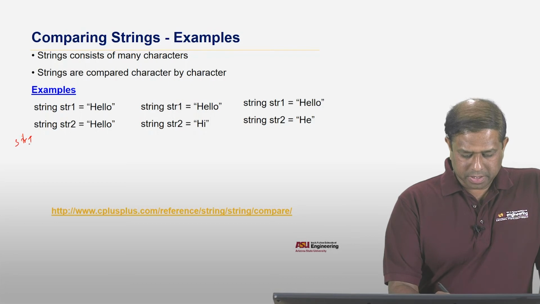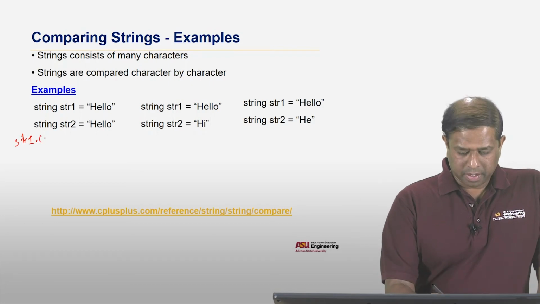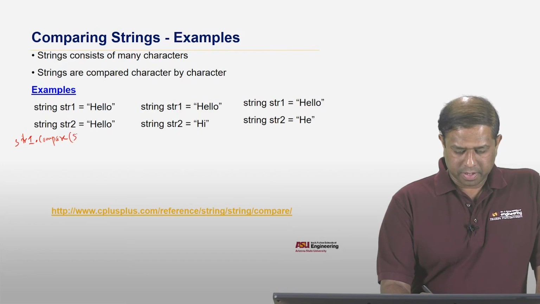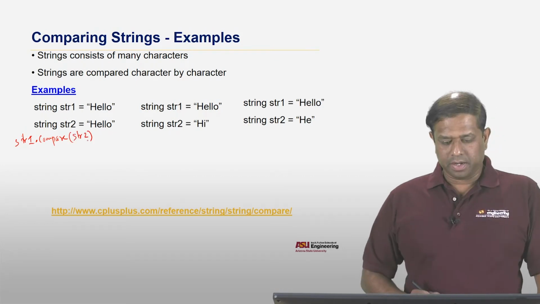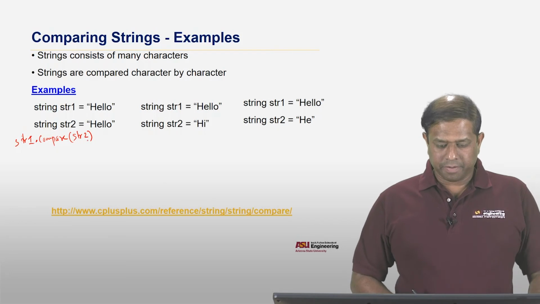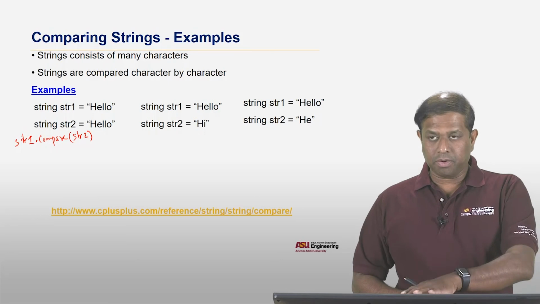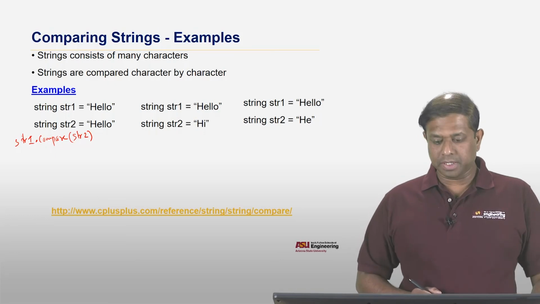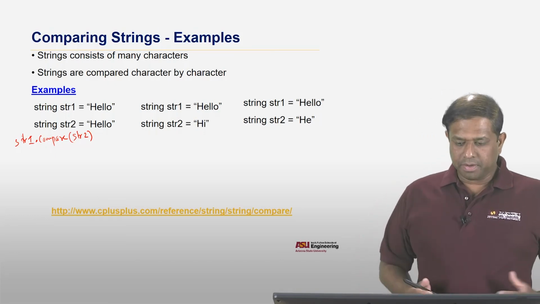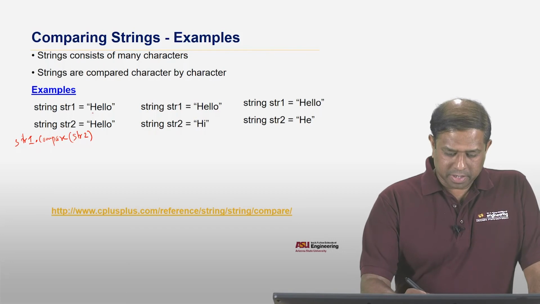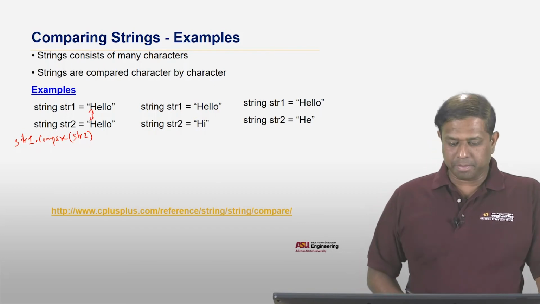So I can check whether str1 compare str2, right? Now when you do that, according to the definition, this is going to give me three numbers, 0, -1, or +1, depending on how this comparison goes, right? Now when you are doing this comparison, we are essentially doing character by character comparison, right?